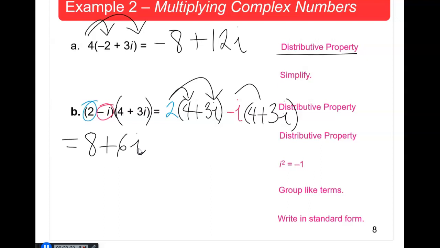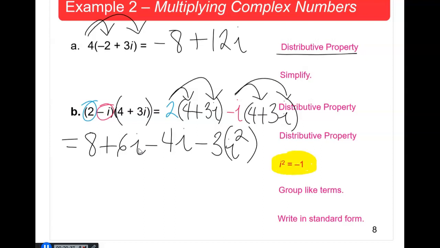Here, negative i times 4 is negative 4i. And then negative i times 3i is negative 3i squared. And so here, we're going to make a little change from the first slides. We had the definition that i is equal to the square root of negative 1, but we also had the one for i squared. So anytime we see i squared, we're going to replace that with the number negative 1.